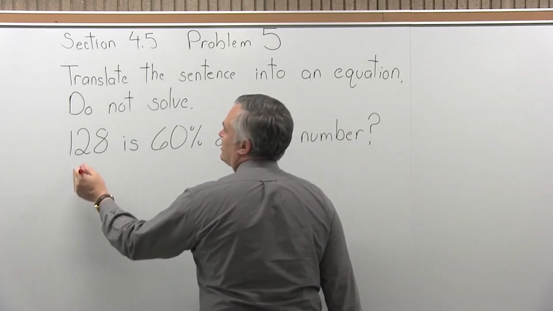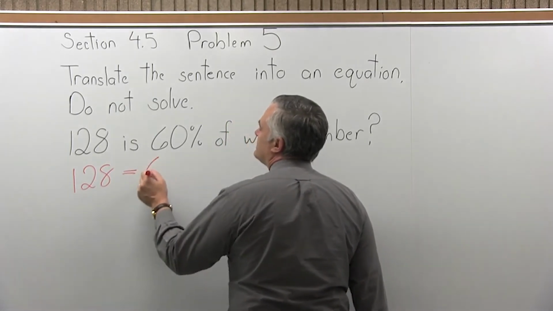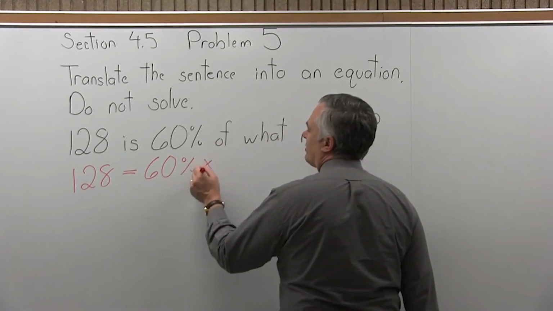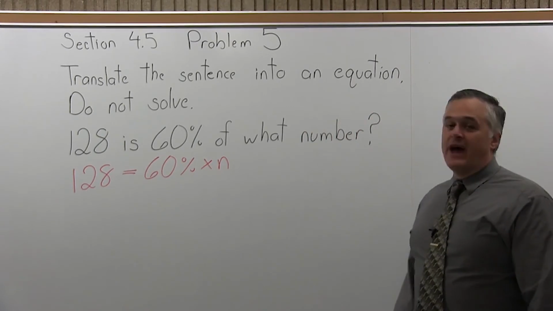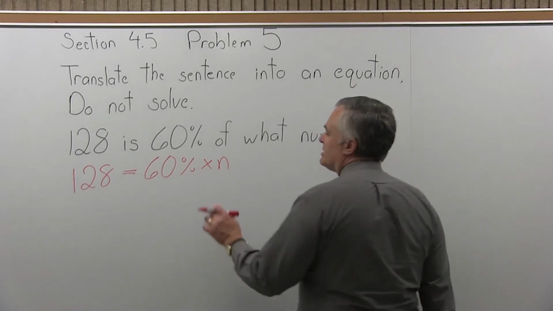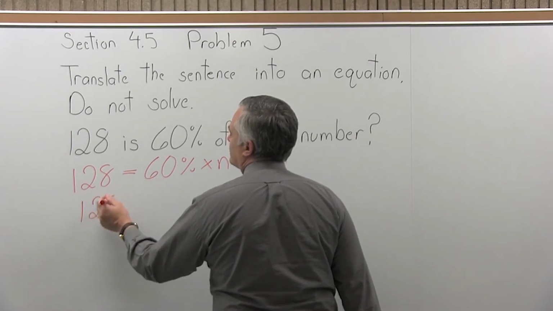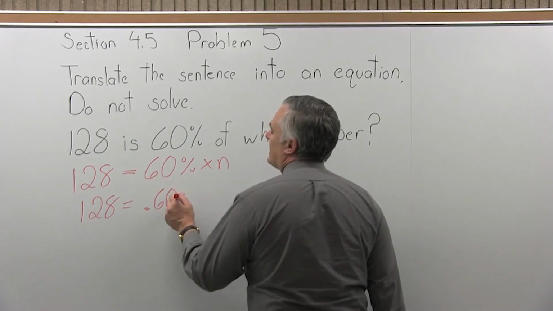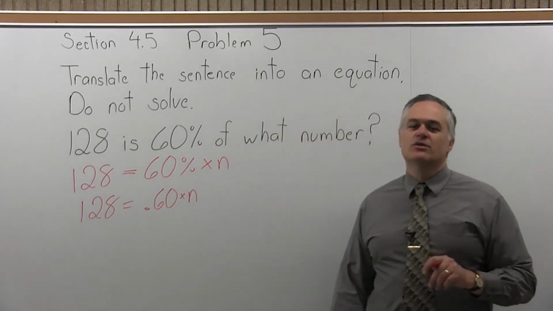So we have 128 is, so equals 60% of, multiply, what number, it's unknown, so we can just leave n for number. That is an equation now, but it's a little bit nicer if you were actually going to solve this, make that 60% into a 0.60. 128 equals 0.60 times n. And 0.60 you could replace with 0.6 if you want, or you could leave 0.60.